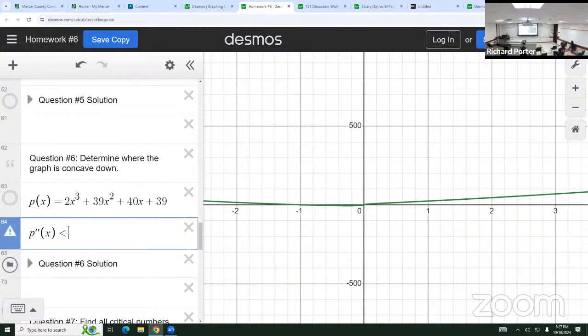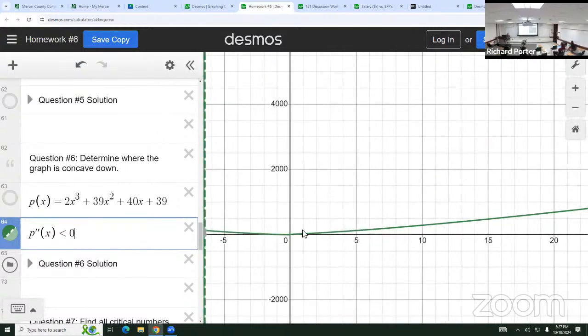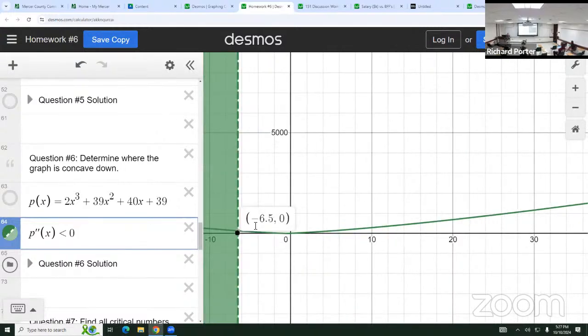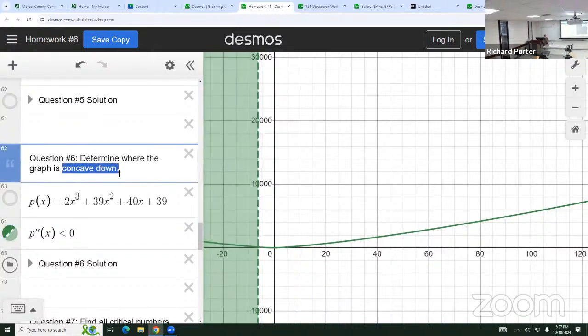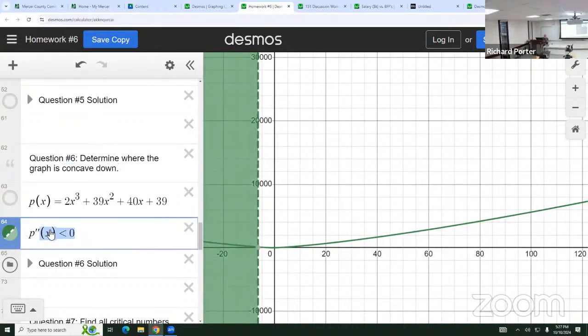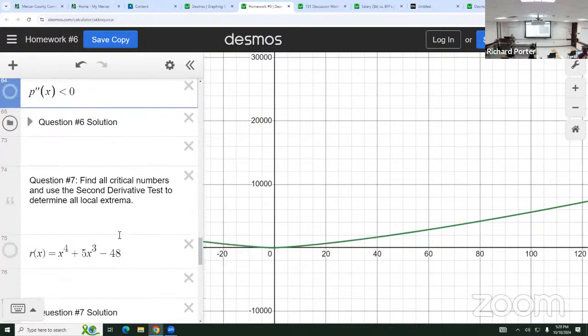So is it less than 0? And you do that, and you can either solve it or Desmos will just show you the answer. There's the answer right there: everything less than negative 6.5. So Desmos gives you a shade. If you want a region, you can just do greater than or less than, and it will show you a shaded region. Okay? All right.